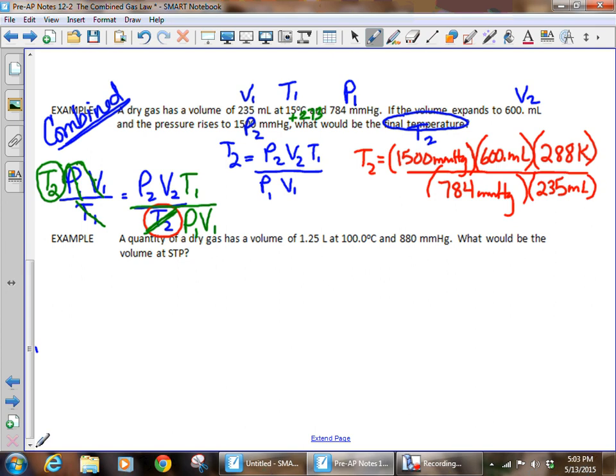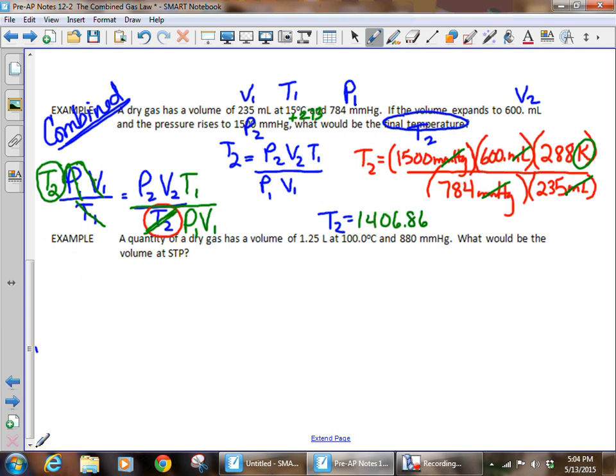So as far as what cancels, looks like we've got millimeters of mercury canceling, milliliters canceling, left with kelvins on top, which is a valid unit for temperature, so we look good there. And we come up with the fact that T2 is equal to 1406.86.